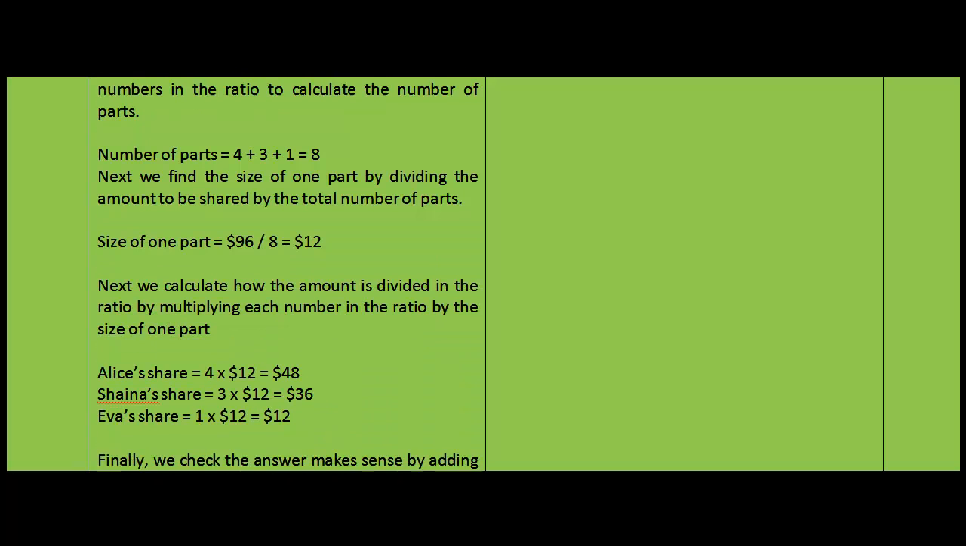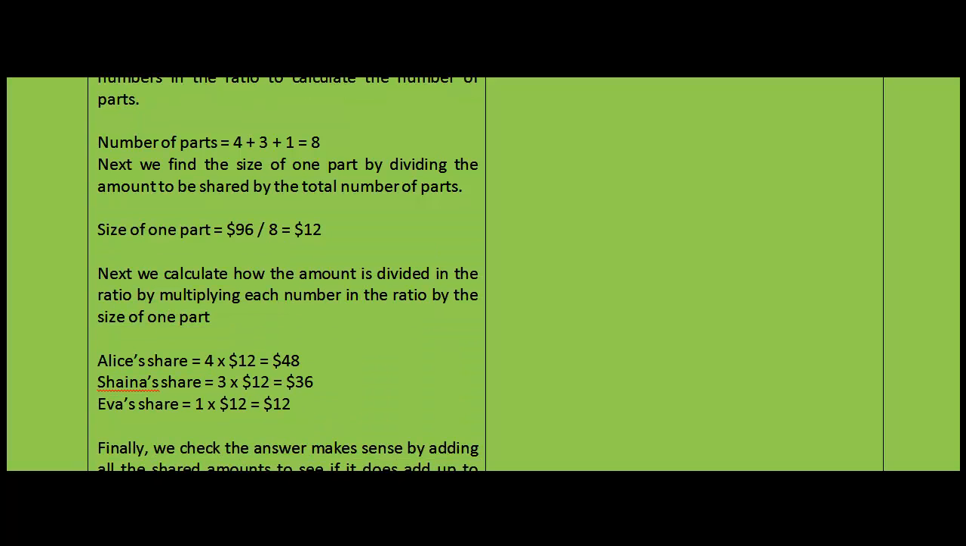Next, we should divide the size of the amount to be shared by that number 8. What will this tell us? This will tell us the size of one part. So 1 part out of 8 is worth $12. And remember, Eva was going to get 1 part out of 8.